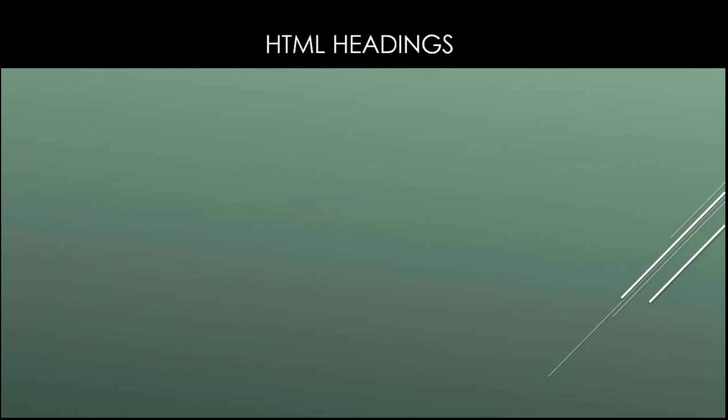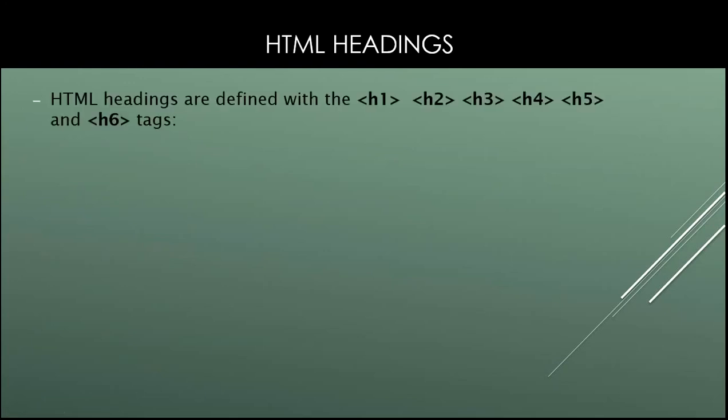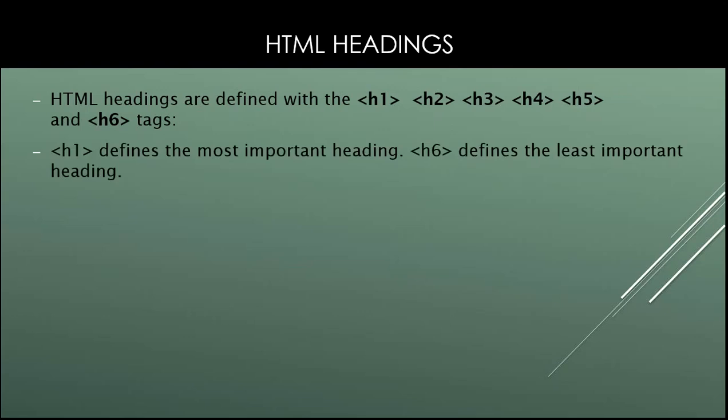And let us see what the different HTML headings are. There are a total of 6 types of headings, and all of these can be represented using the tags h1, h2, h3, h4, h5 and h6. Using these tags we can represent different headings. H1 defines the most important heading and h6 defines the least important heading.